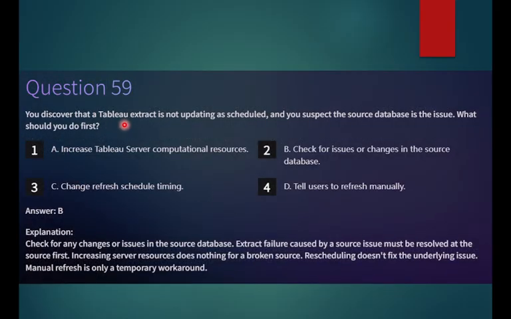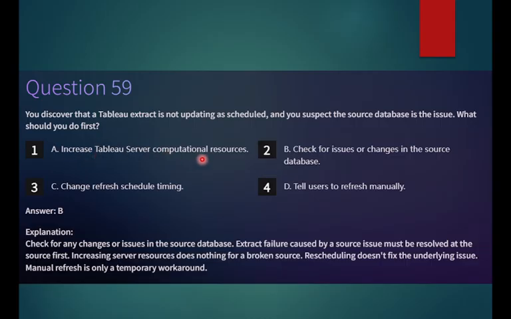You discover that the Tableau extract is not updating as scheduled, and you suspect the source database is the issue. What should you do first? So here you need to check for issues or changes in the source database, because this is the first thing to do. If the source database is having an issue, then you need to fix that first to get the data. So that's why option B is correct.